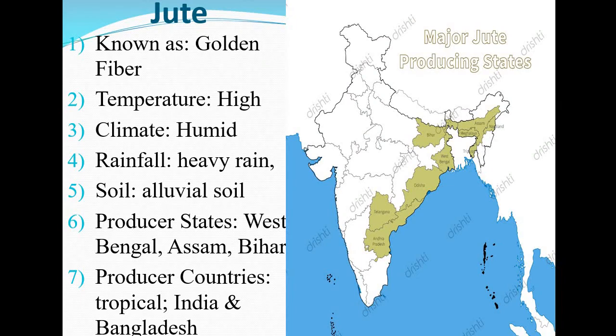Next is jute. It is also known as the golden fiber. It needs high temperature and a humid climate. Heavy rain and alluvial soil are good for jute. Leading producer states of India: West Bengal, Assam, and Bihar. Producer countries: these are the tropical countries, India and Bangladesh.